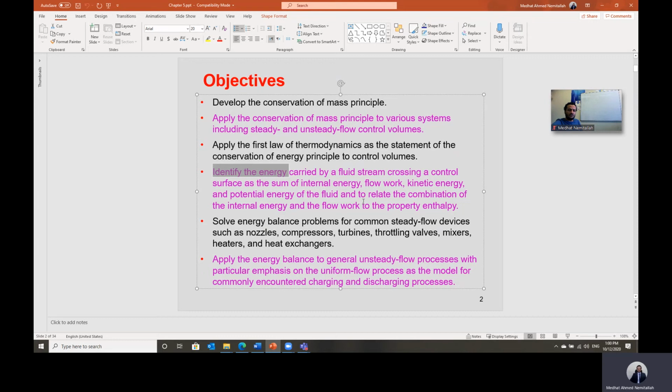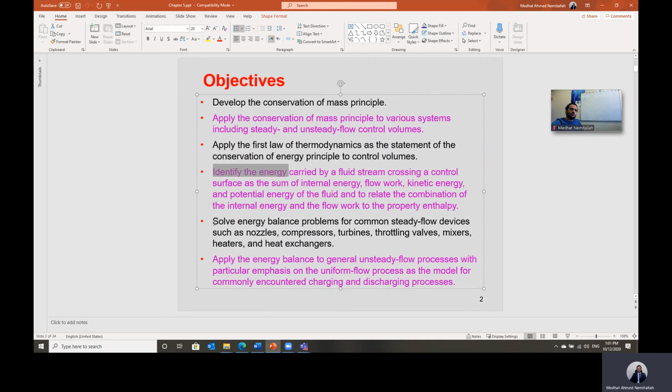Based on this, we defined the energy transfer due to mass transfer as equal to the enthalpy of the fluid, which is internal energy plus flow energy, plus the kinetic energy plus the potential energy. I will redefine this term again while developing the first law equation for open systems. We'll talk about all of the terms inside the first law equation.